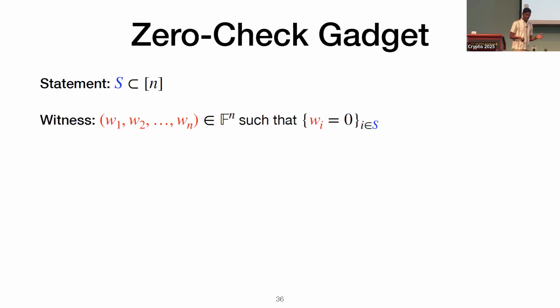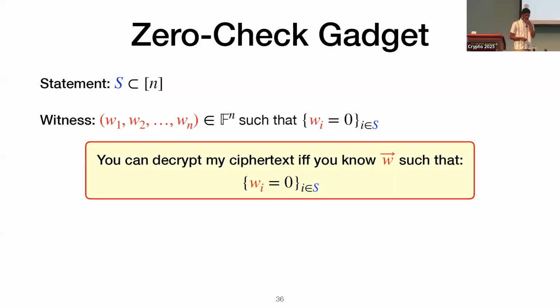To do that, I'm going to introduce the zero check gadget, which is essentially very simple. The statement is just a subset S of n indices, and the witness is a vector of n field elements such that for all i in S, wi is 0. And you can decrypt my ciphertext if you can produce such a witness.